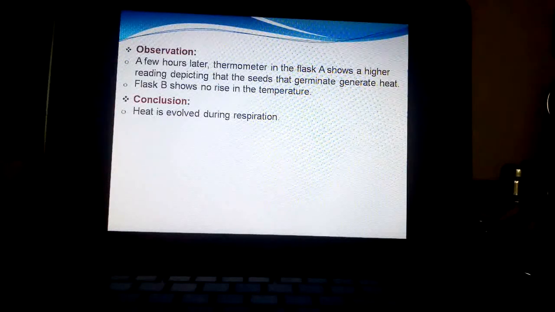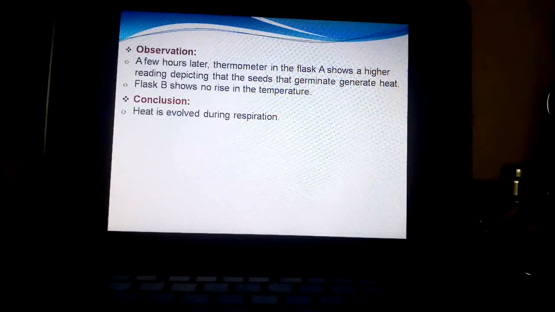Now, observation. After a few hours, the thermometer in flask A shows a higher reading, depicting that the seeds that germinate generate heat. Flask B shows no rise in temperature, showing that there is no heat liberated because no respiration has taken place. What do you conclude? Heat is evolved during respiration.